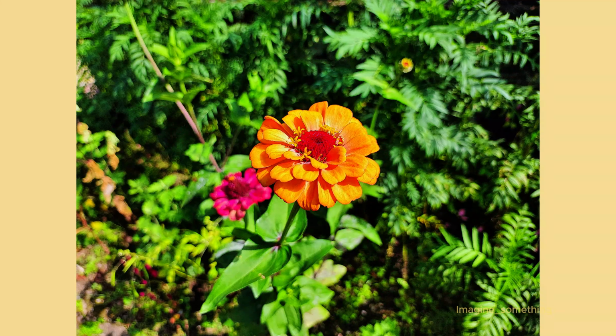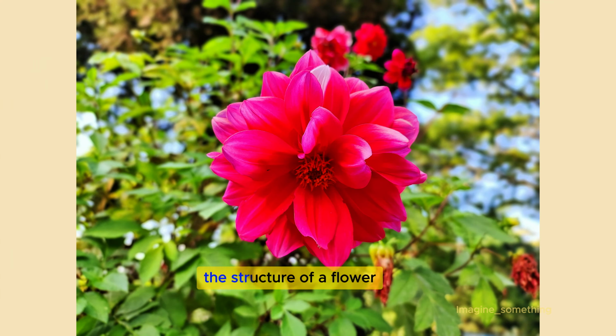Today I am going to discuss the structure of a flower. Life on earth is impossible without plants. A flower is the most attractive part of a flowering plant. The flower grows as a specialized branch from the tip of the stalk known as pedicel.